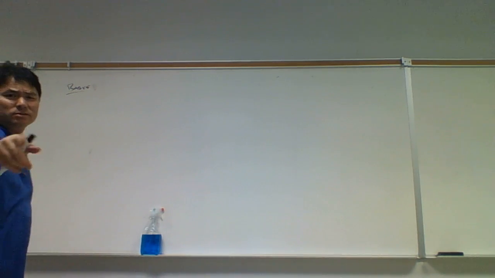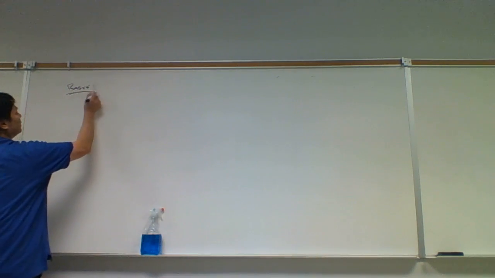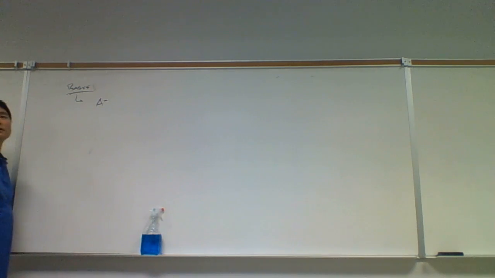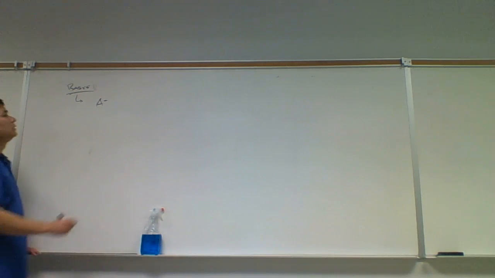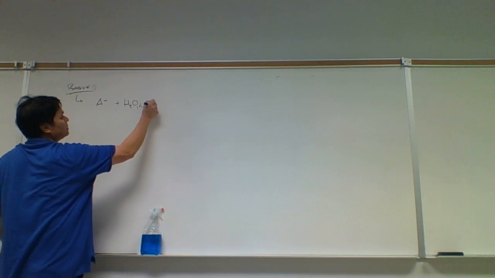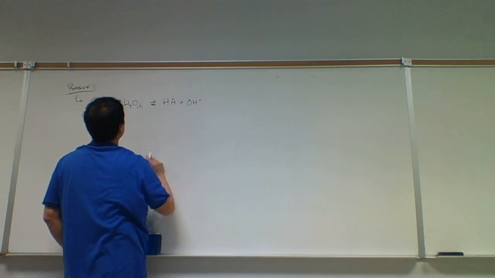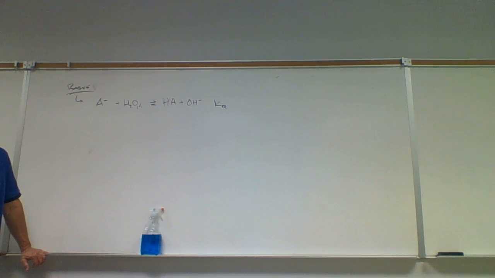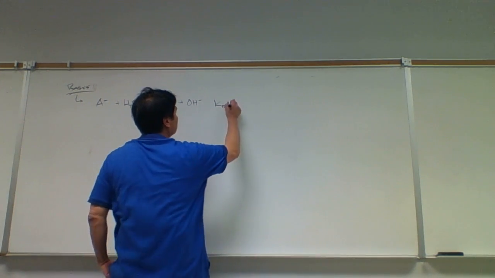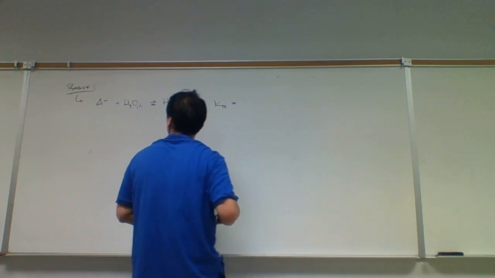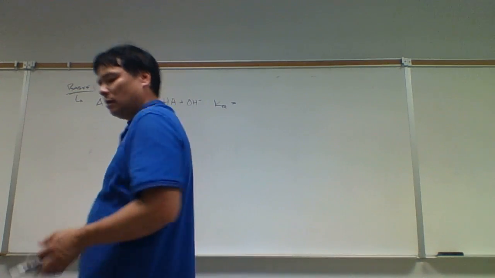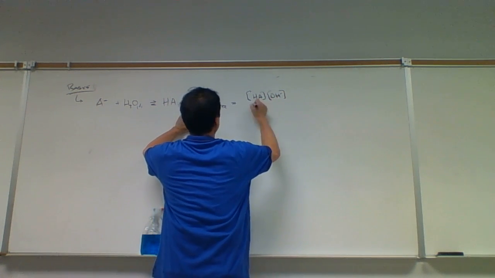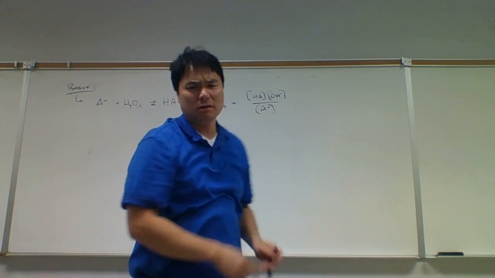For the bases, we have a KB equation: A minus plus H2O liquid produces HA plus OH minus. And so KB is going to equal the base hydrolysis, which is just the HA concentration times the hydroxide ion concentration over the A minus concentration. Let me stop this. We'll cut off.